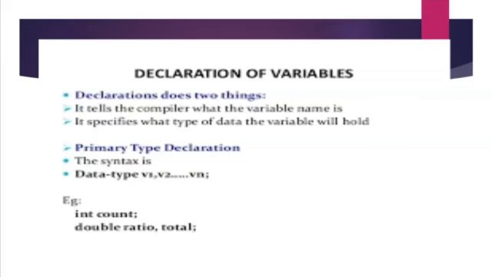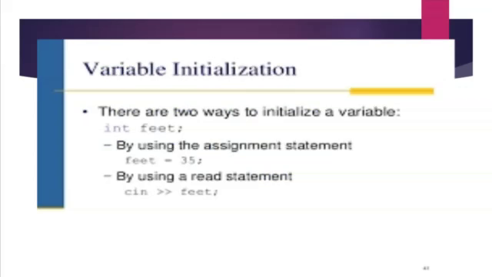Then we can go for the initialization of variables. While declaring the variables, we can also assign some value. This process is called initialization. Variables must hold some values. That process we know as initialization of variables.